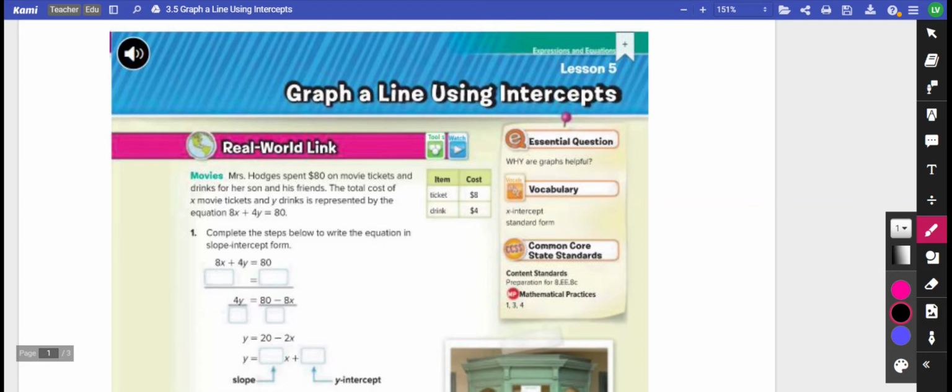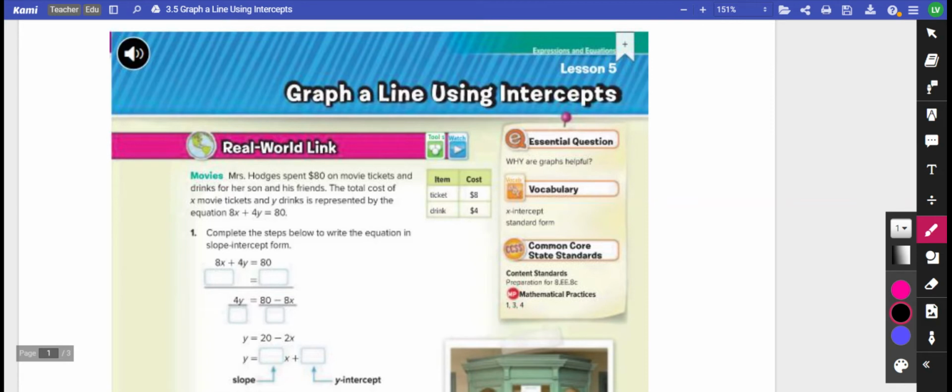Real-world link, movies. Mrs. Hodges spent $80 on movie tickets and drinks for her son and his friends. The total cost of x movie tickets and y drinks is represented by the equation 8x plus 4y equals 80. To the right, you can see table values with the item, which is ticket and drink, and the cost. Each ticket is $8, each drink is $4.